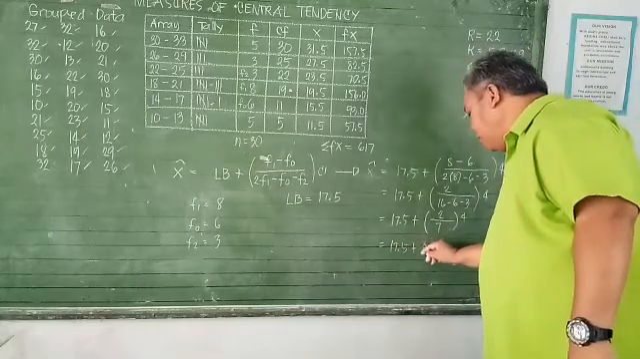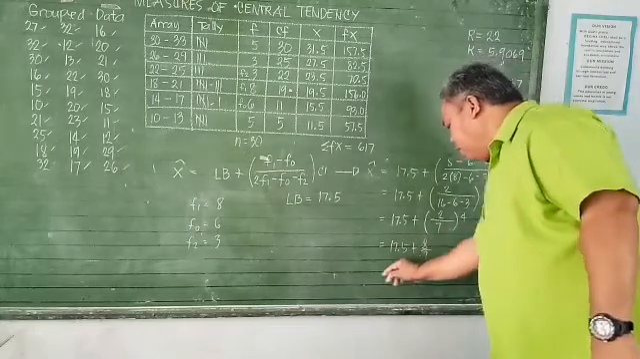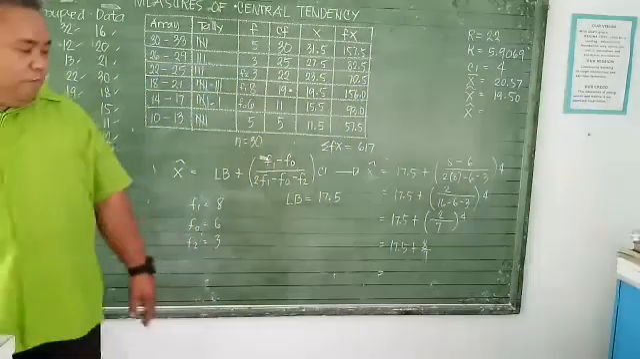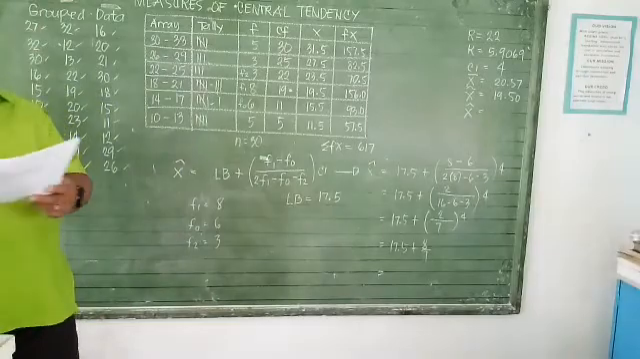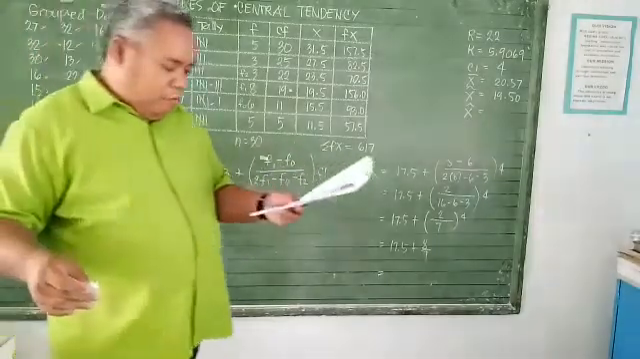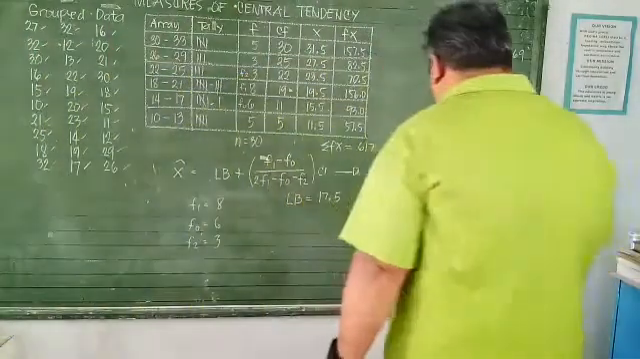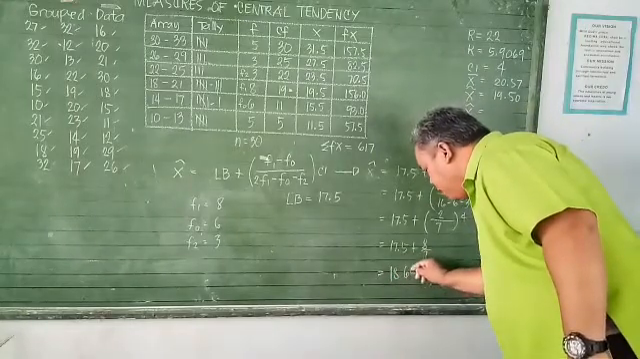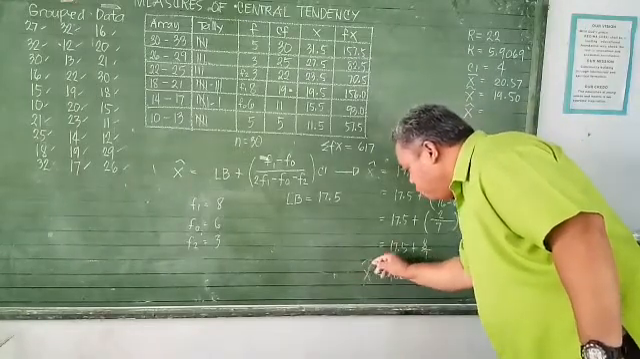Okay, this is 17.5 plus, that's 8 over 7. So solving that, 17.5 plus 8 over 7 will give you an answer of 18.64. It's 18.64. And that will be your mode.